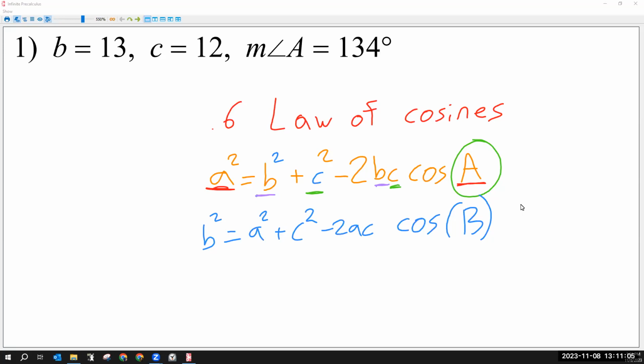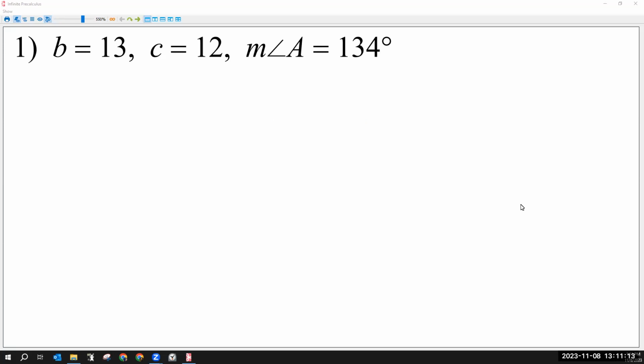Which one has the capital letters opposite the side? To figure out which arrangement I'm going to use, I look to see which angle they give me. So I'm going to use the one I just had up there, which is a squared equals b squared plus c squared. By the way, before I go further, what does that look a lot like?